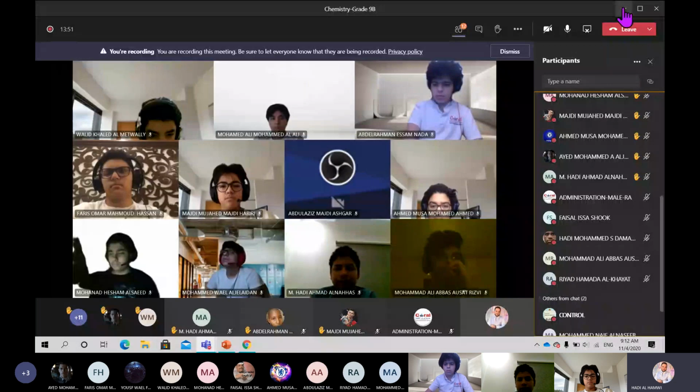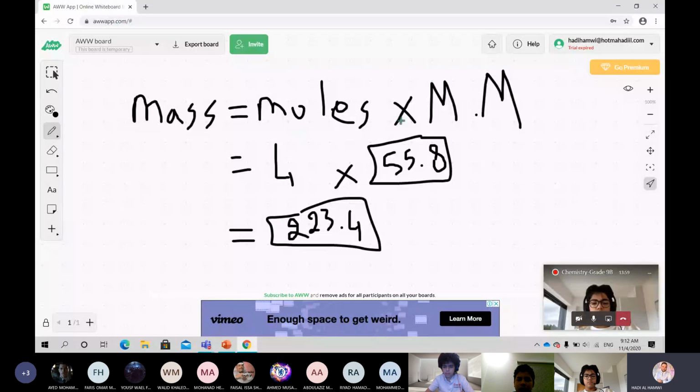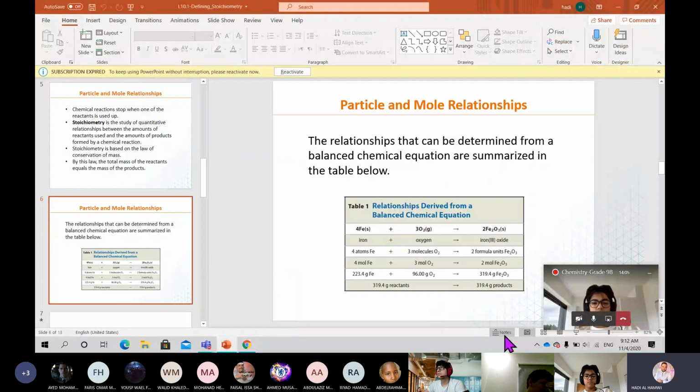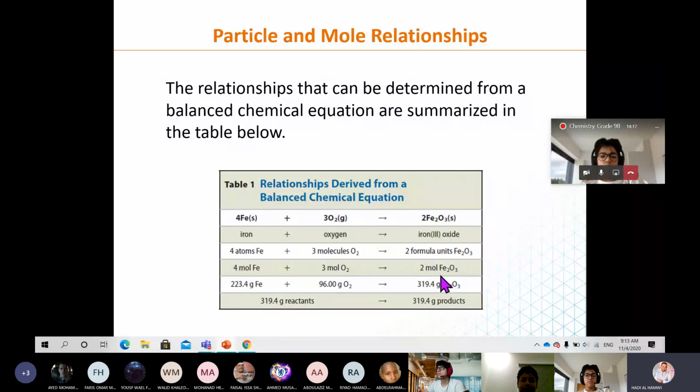So we'll continue. As we said, we can find the mass by multiplying the moles by the molar mass. So the mass of iron is 223.4. Look here, this is the iron. In the same way I can find the mass of oxygen, and the mass of iron oxide. If we add the masses of the reactants, 223 plus 96, it will be 319. And the products is 319.4.